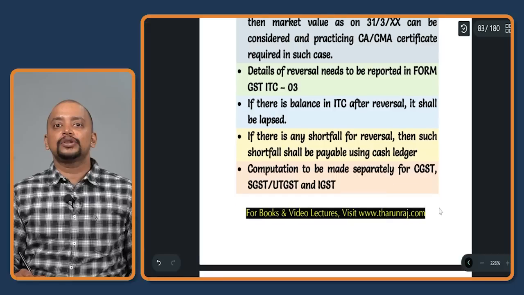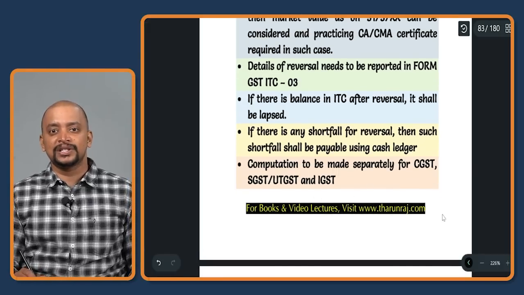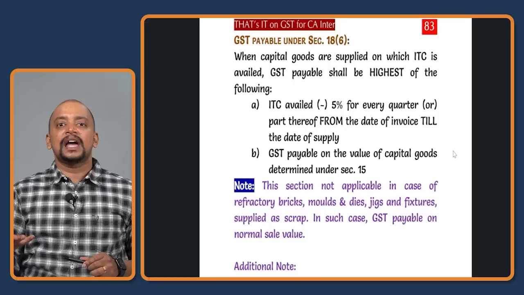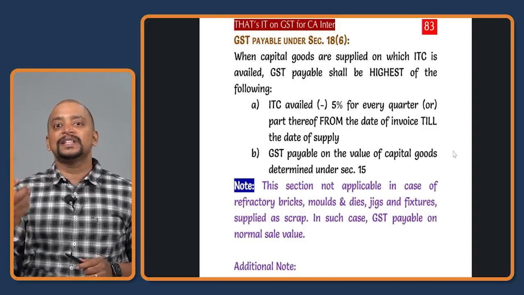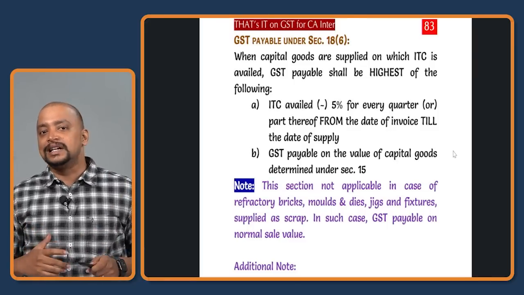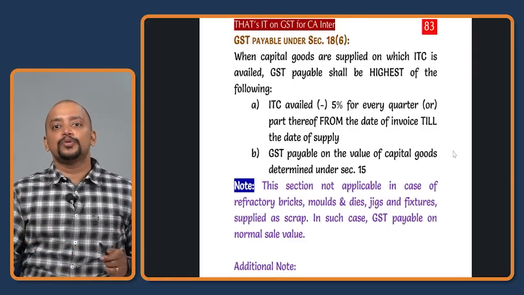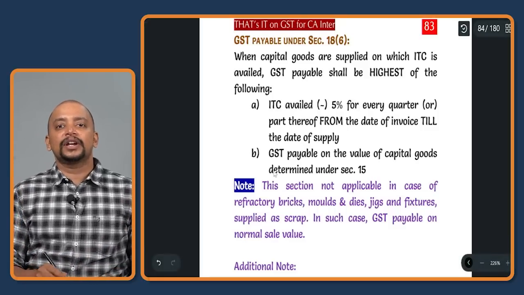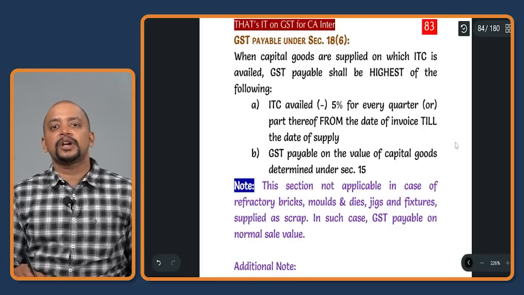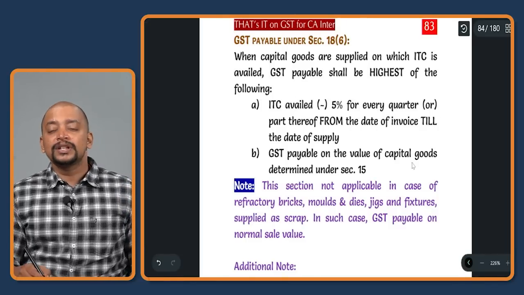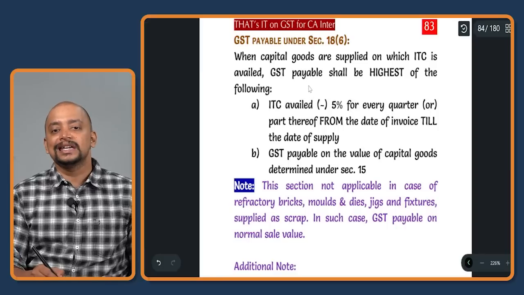And this computation we need to make separately for CGST, SGST, UTGST and IGST, meaning column-wise we need to present it. Then Section 18(6), the last section: whenever I purchase capital goods on which I have availed ITC, and now those capital goods are disposed of, then what is the GST that I need to pay? The ITC availed on capital goods as reduced by 5% for every quarter or part thereof from the date of purchase till the date of sale, or GST on sale value, whichever is higher.